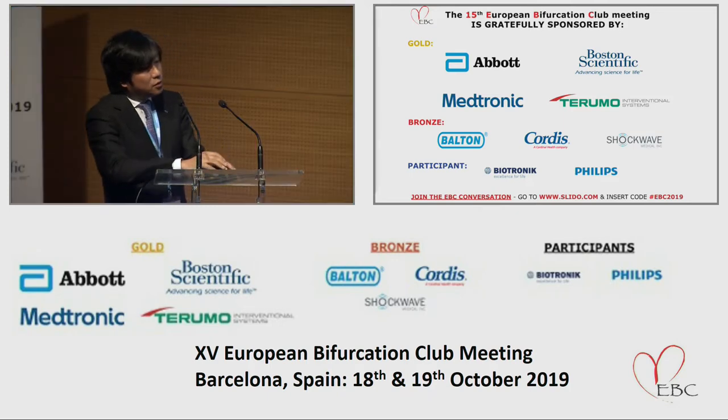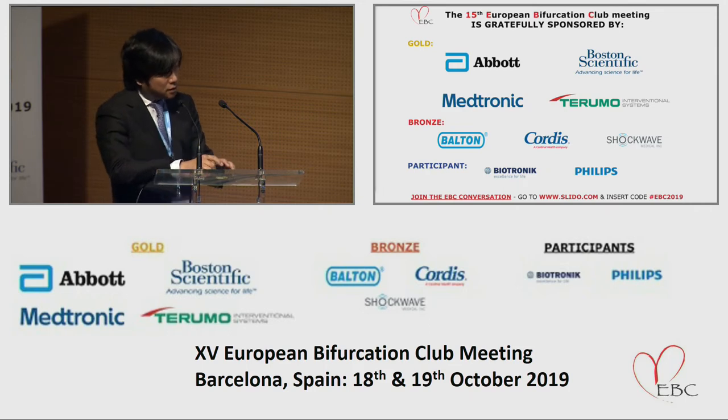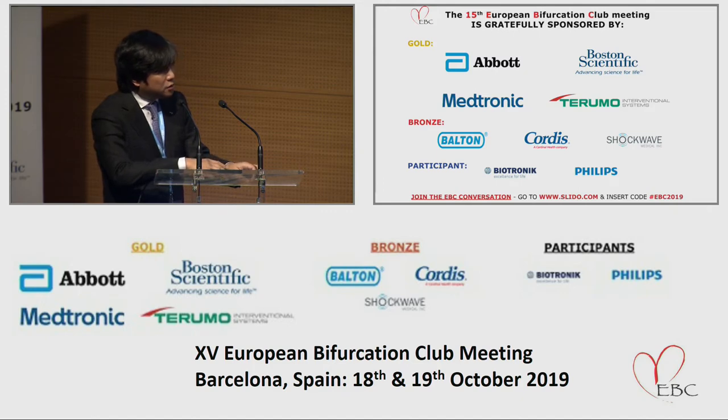Yeah, I think you're right. For example, the Xience stent has connectors versus the Resolute type, which does not have the connectors. So in this trial, we only used the Ultimaster, so there's only one design.